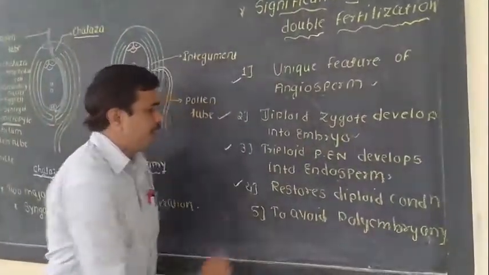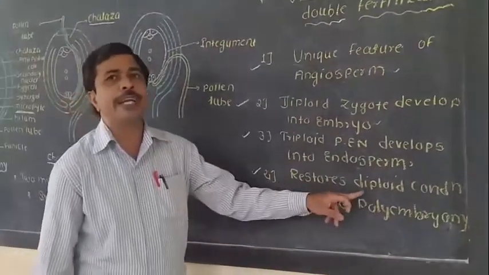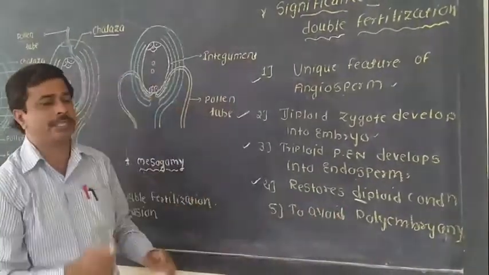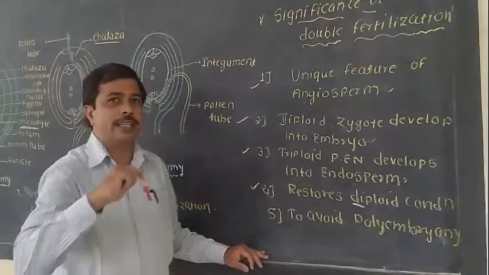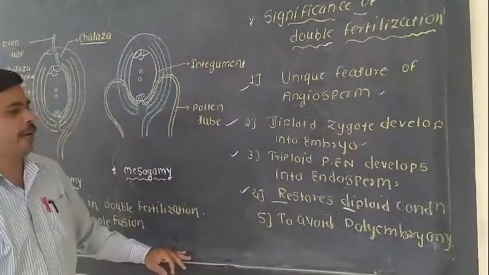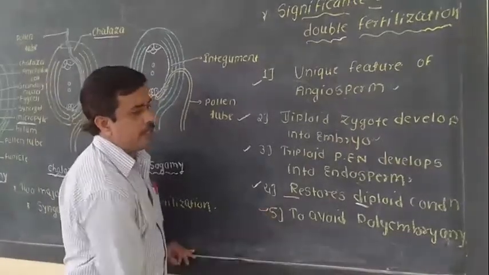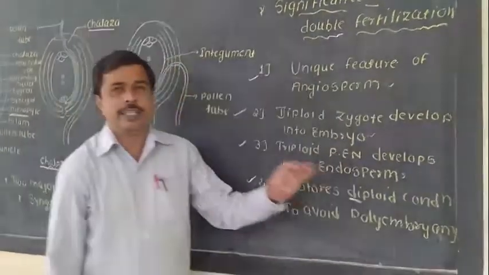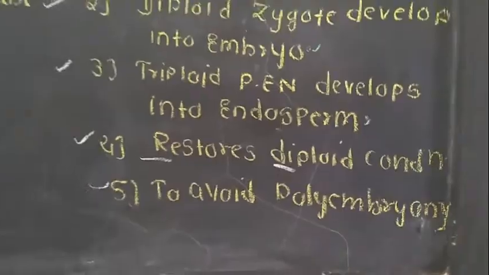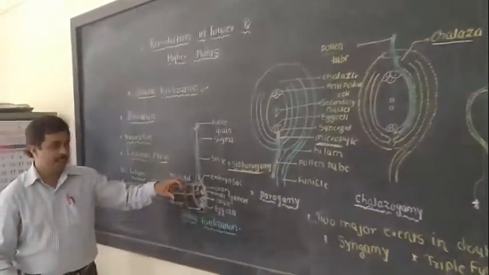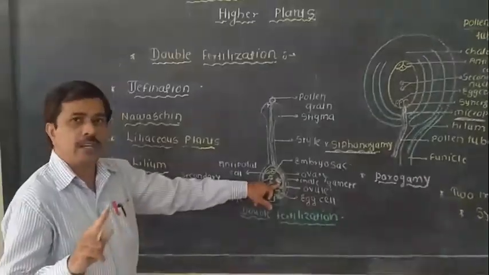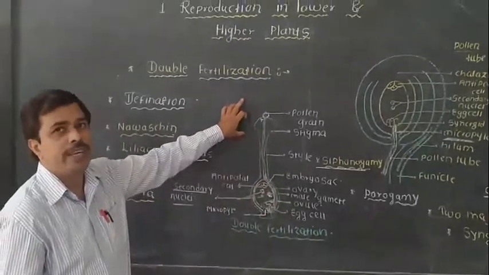The fourth point is that it restores the diploid condition. The male and female gametes fuse with each other, and the zygote is diploid, so this process restores the diploid condition. And the last point is that this process avoids polyembryony, meaning it avoids the production of a number of embryos, because both of the male gametes produced are involved in the process of double fertilization.